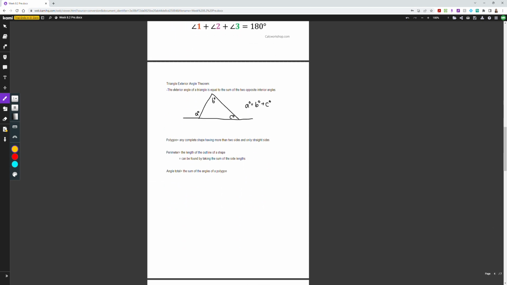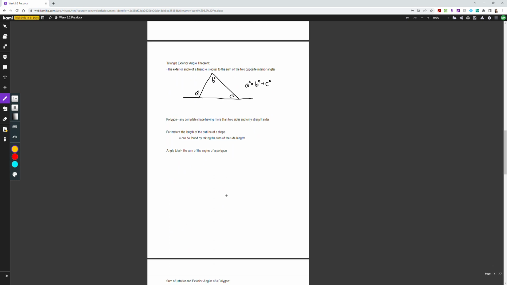Now the next thing that we have is the triangle exterior angle theorem, where it states that the exterior angle of a triangle is equal to the sum of the two opposite interior angles. And this only applies to triangles, all right?